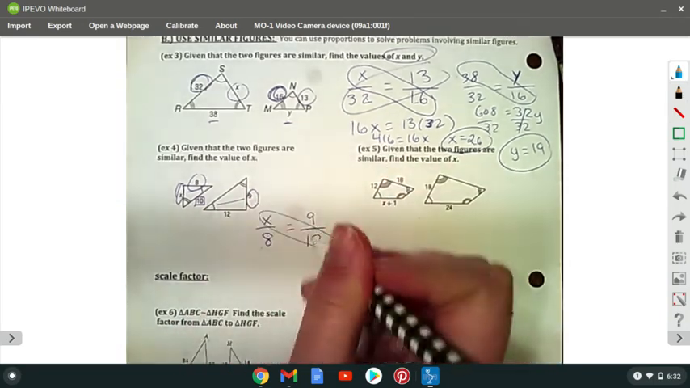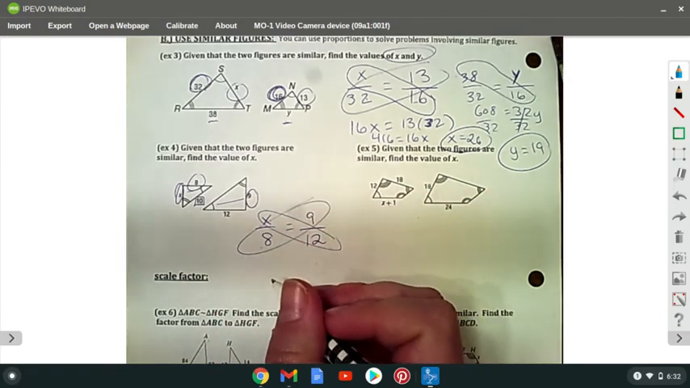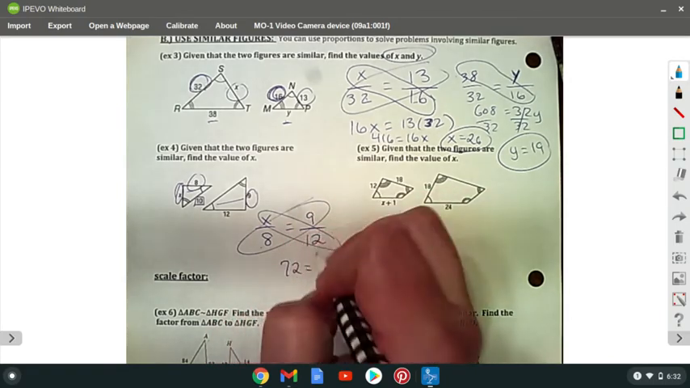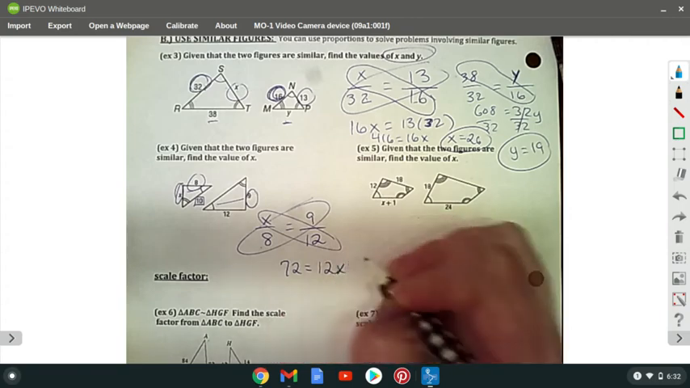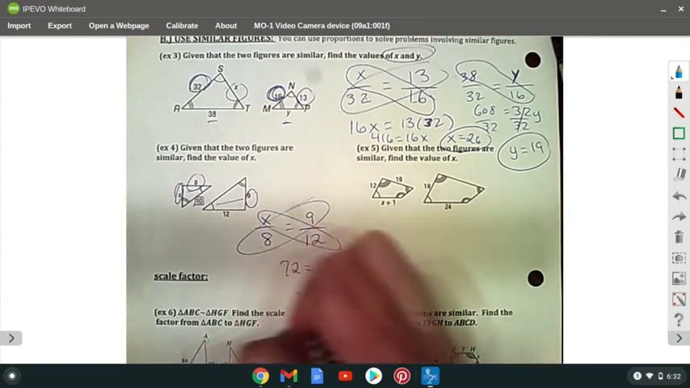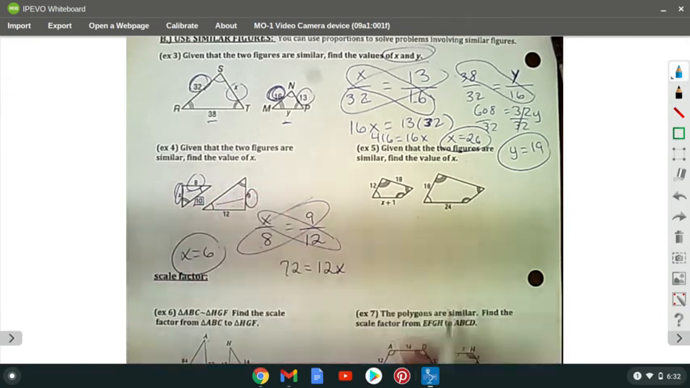Now I'm going to cross multiply to solve. 9 times 8 gives me 72. 12 times x is 12x. I'm going to divide on both sides, and I get that x is 6.